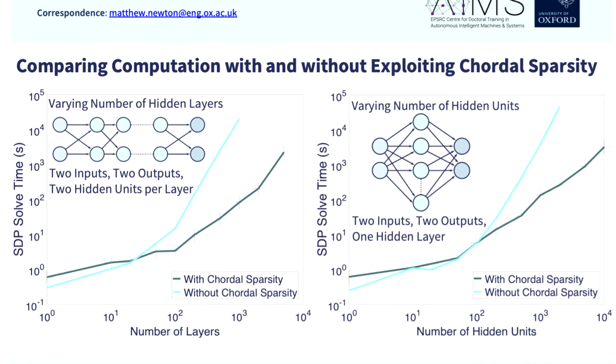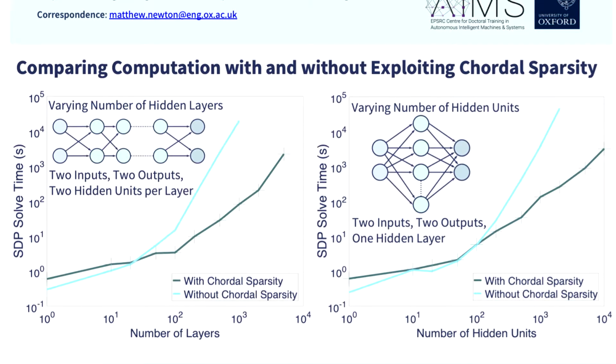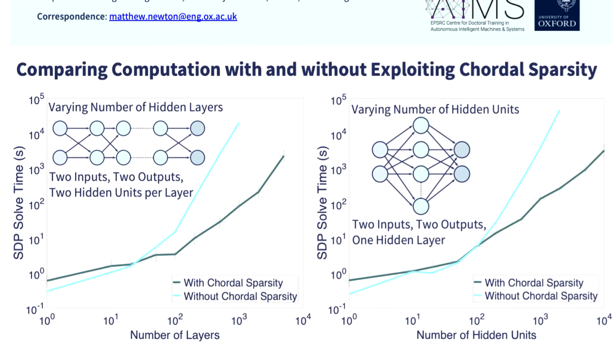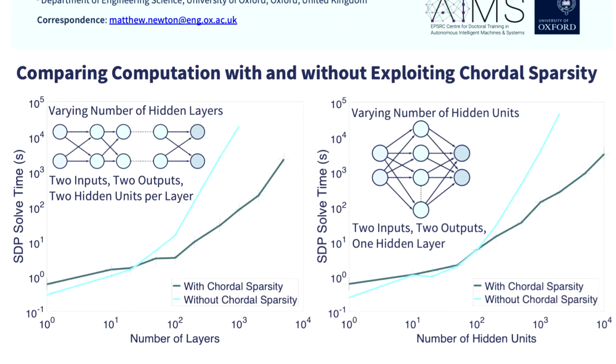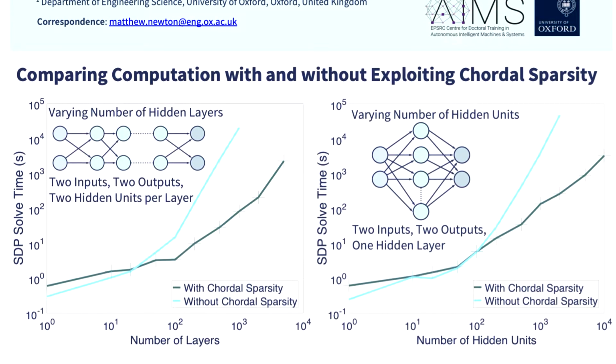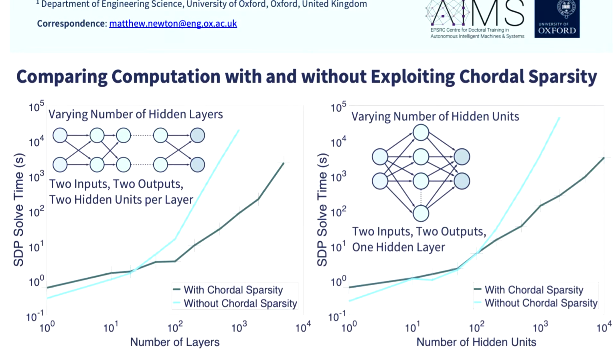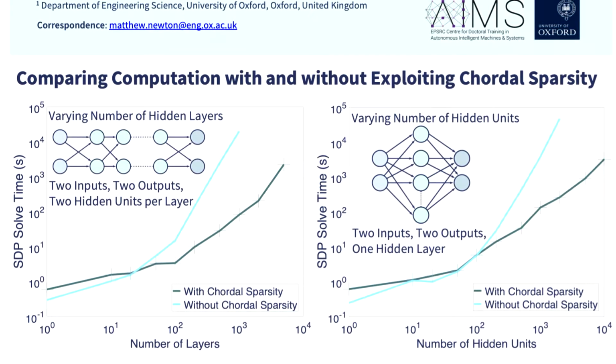This graph summarizes these results by showing the difference between computational time of solving the semi-definite program with and without chordal sparsity. The figure on the left shows what happens when we vary the number of layers in the network, and the figure on the right shows what happens when we vary the number of hidden units.